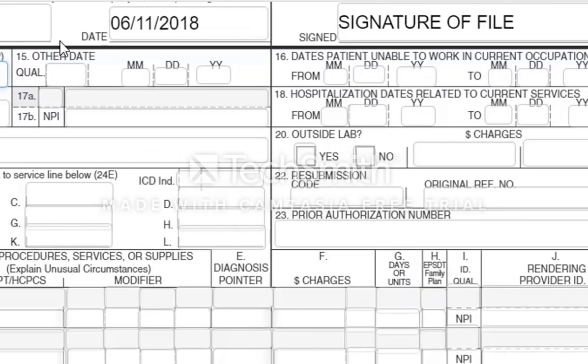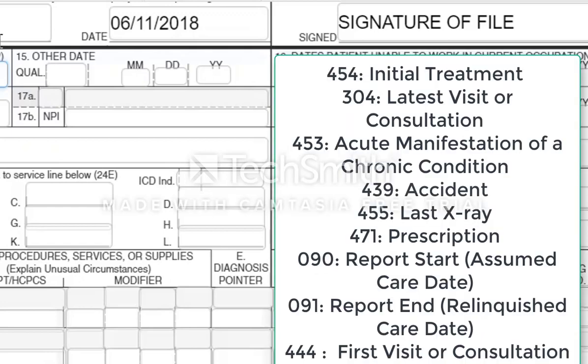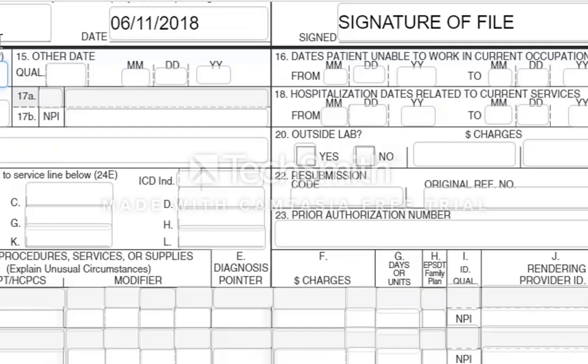Block 15, this is going to be other dates associated with block 14. So this could be initial treatment, accident, x-ray, prescription, report start, report end, first visit or consultation. If you do not have an additional date, you're going to leave this block blank.